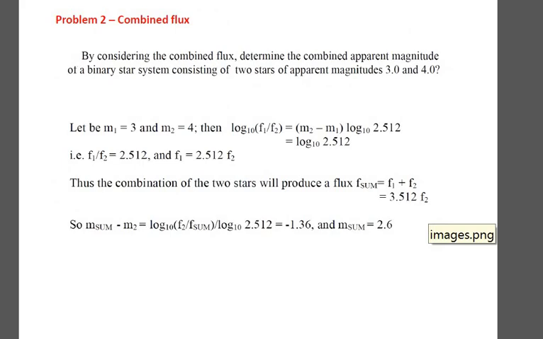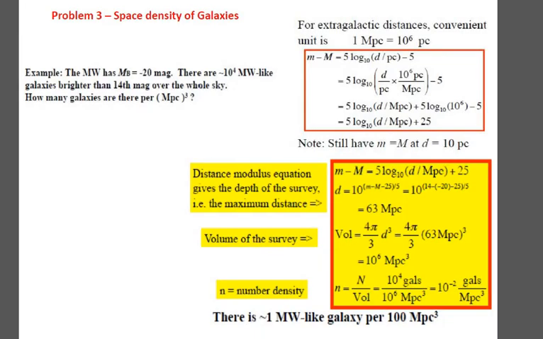So now, after this combined flux problem, let me talk about the last problem, and this is a very interesting one. Here we'll be talking about the space density of galaxies. So the question is, let us first talk about the Milky Way galaxy. Now you see the Milky Way galaxy has an absolute magnitude of -20, and there are approximately 10 to the power 4 Milky Way like galaxies which are brighter than the 14th magnitude over the whole sky.